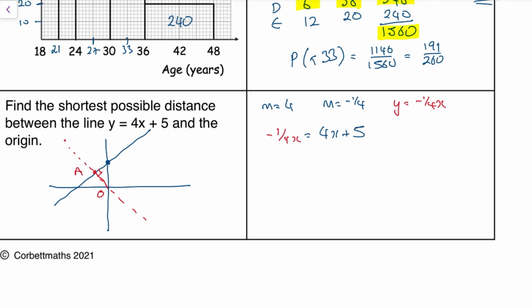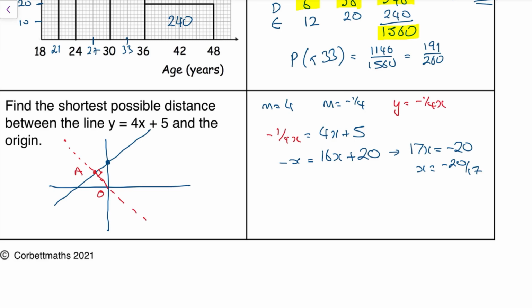Okay, if you've seen my videos before, you'll know my next step now is to multiply everything by 4. So that gives me minus x equals 16x plus 20. It just gets rid of that slightly horrible fraction, makes it a bit easier. Then I'm going to add, which way around should we do it? Yeah, so let's add x to both sides and take away 20. So that means that 17x is equal to minus 20, which means that x is equal to, well, it's not a nice number, but it's minus 20 over 17.